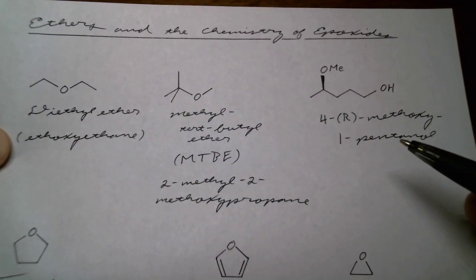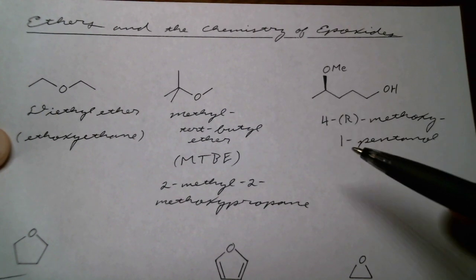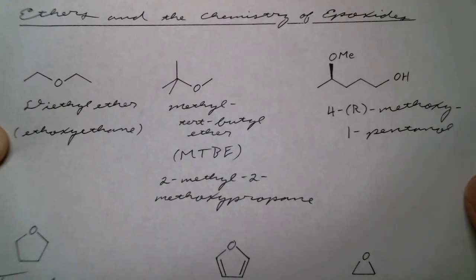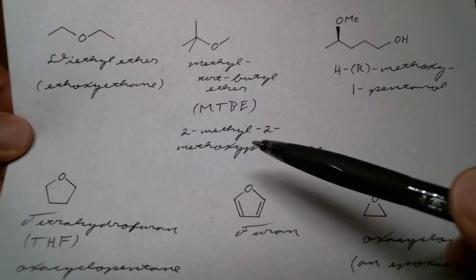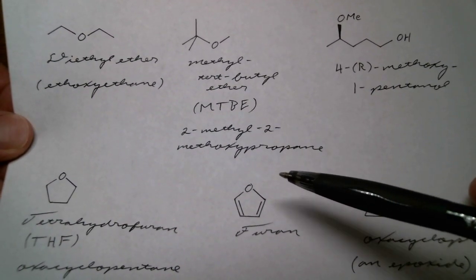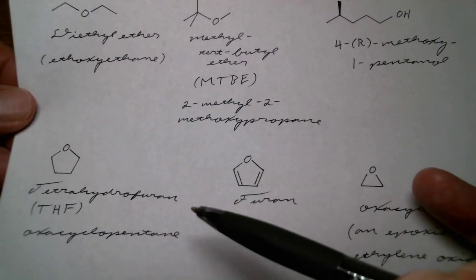Here is 4R-methoxy-1-pentanol. We still remember our stereochemistry and naming with stereochemistry. We could call the methyl tert-butyl ether also 2-methyl-2-methoxypropane. I'm partial to MTBE actually.